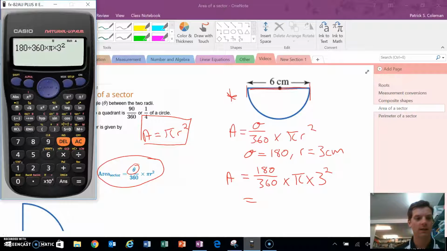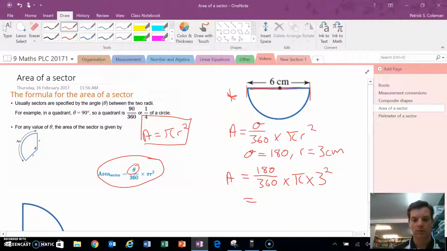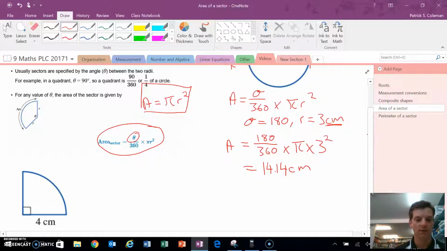Now if we pop that into the calculator, you can see I've popped it in here already. Hit the equals. We end up with a value of 14.14, rounding to 2 decimal places. And as always, it's really important that we remember our unit of measurement, which is centimeters. So there's the first example. Let's just jump down and have a look at another one.